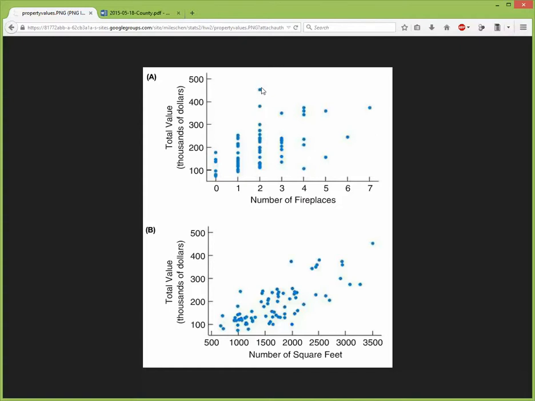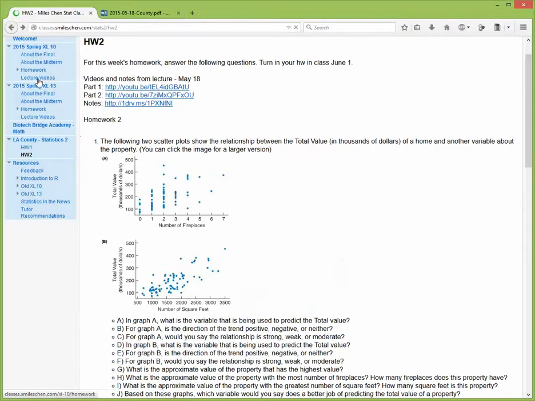So this one only has 2 fireplaces. This is the one that's worth the most, but I didn't ask that. I asked how much the property that has the most number of fireplaces is worth. Which one is that? That's this one, right? I thought you were talking about the line going up. That's why I didn't think it's 7. So 7 is obvious.